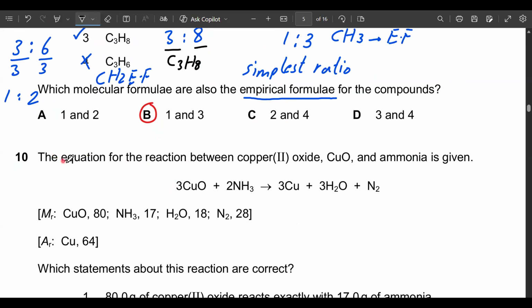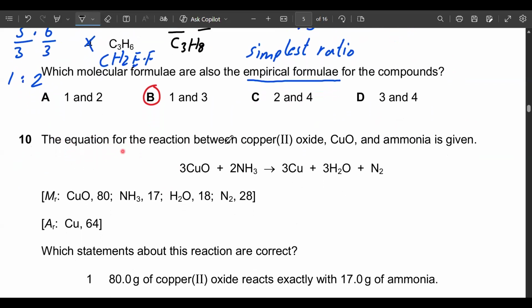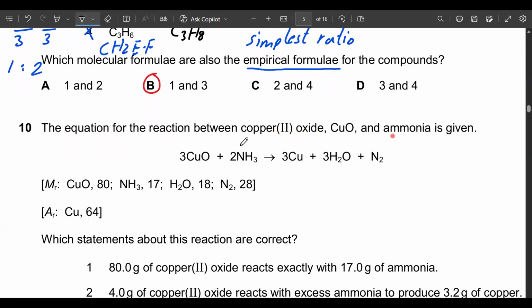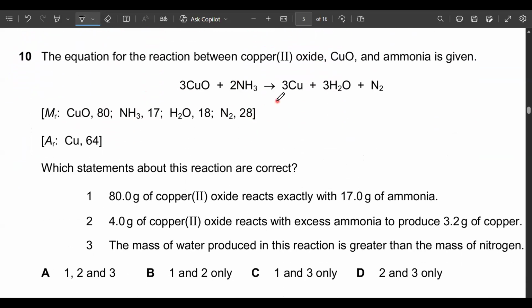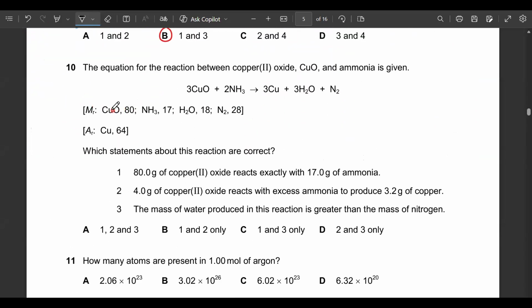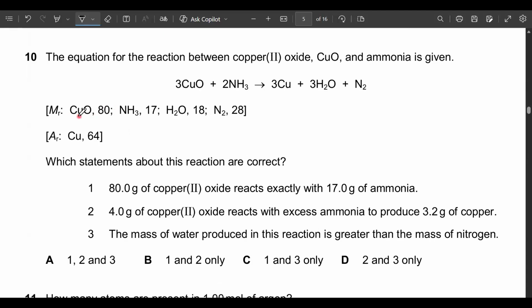Okay, then question number 10. The equation for the reaction between copper oxide and ammonia is given. We have this chemical equation. The MR values are also provided. CuO mass, NH3 mass, water, and nitrogen gas masses are given. Which statements about this reaction are correct?